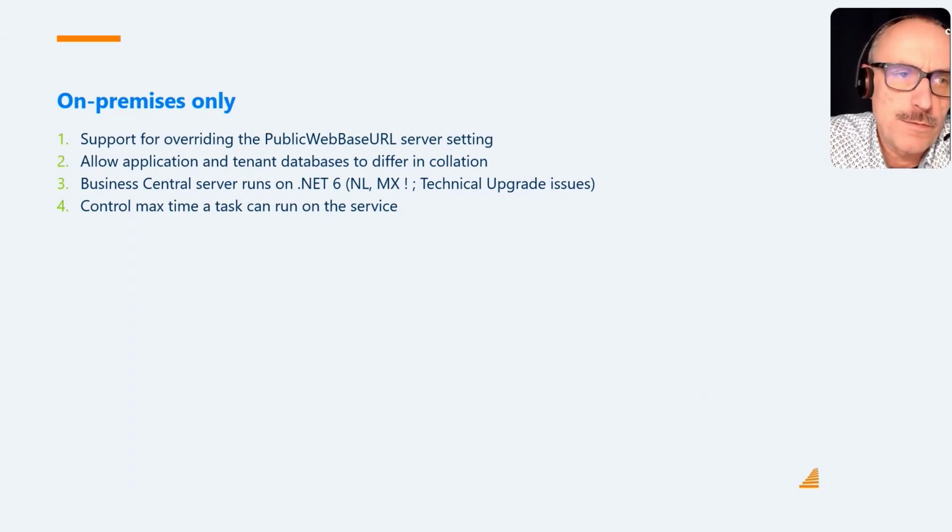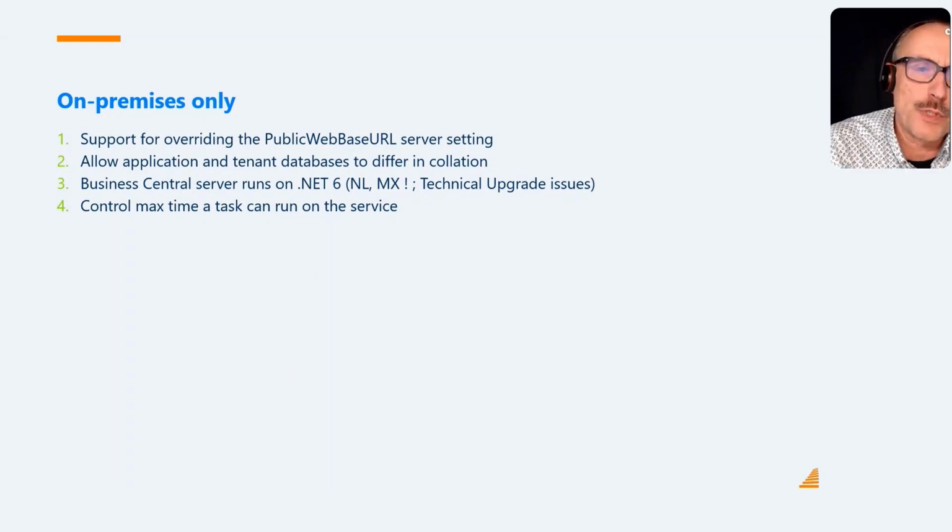Then we have 4 things for on-premises. The first one is basically for developers. If you are developing on a server where also the web service is running, then by default the compiler would connect through the web-based URL, and that means that it goes through a web service while it is running on your local server. So you can now override that from your development environment and have quicker access to your server.